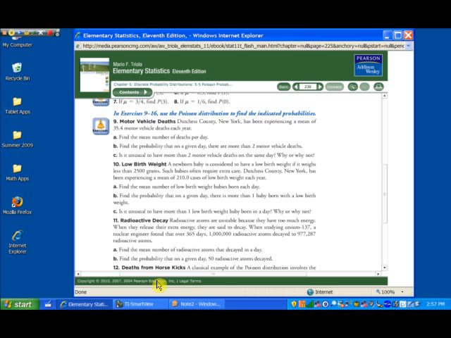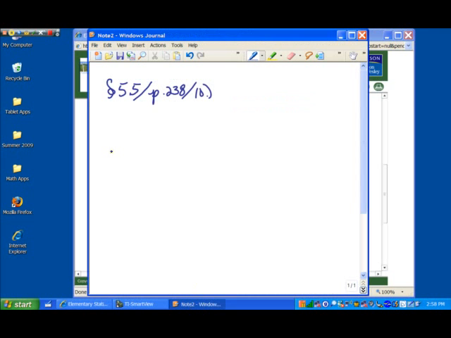It says a newborn baby is considered to have low birth weight if it weighs less than 2,500 grams. Such babies often require extra care. Dutchess County, New York has been experiencing a mean of 210 cases of low birth weight each year. So in part A, it says find the mean number of low birth weight babies born each day. Now we're talking about this county here. So let's start that out now.